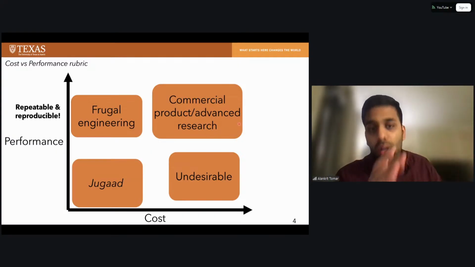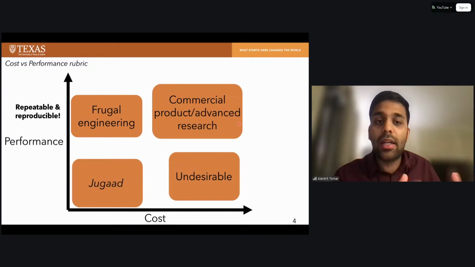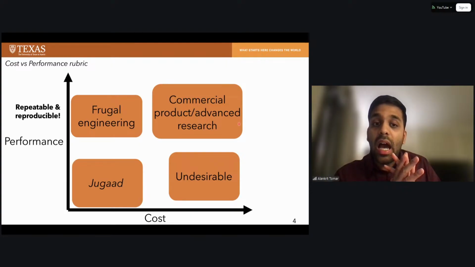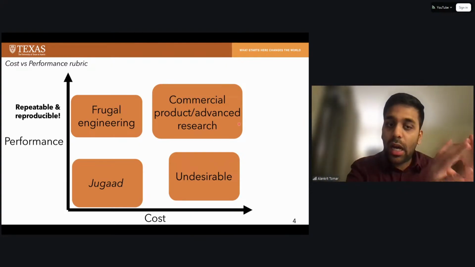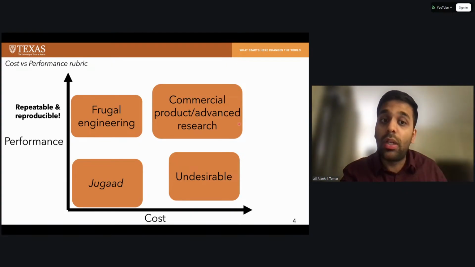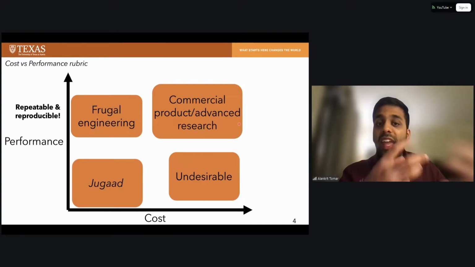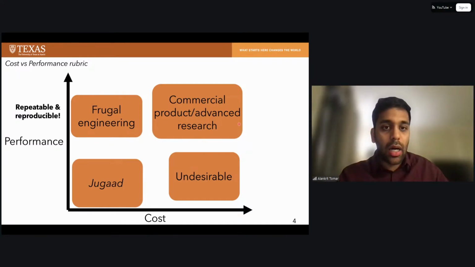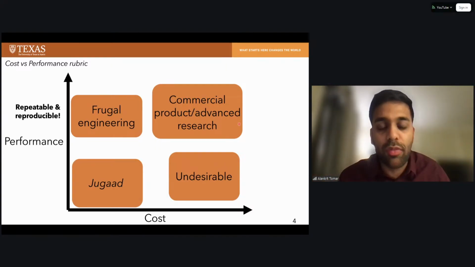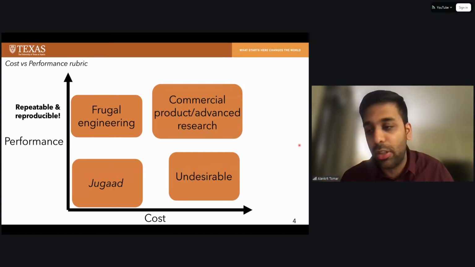And before getting into the details, I want to make it clear that I have not particularly undertaken any research in the field of frugal engineering, though I've been closely associated with this. I will take research examples from other groups across the US, and I'll try to convince you how frugal engineering can be used for the sustainability and development goals.